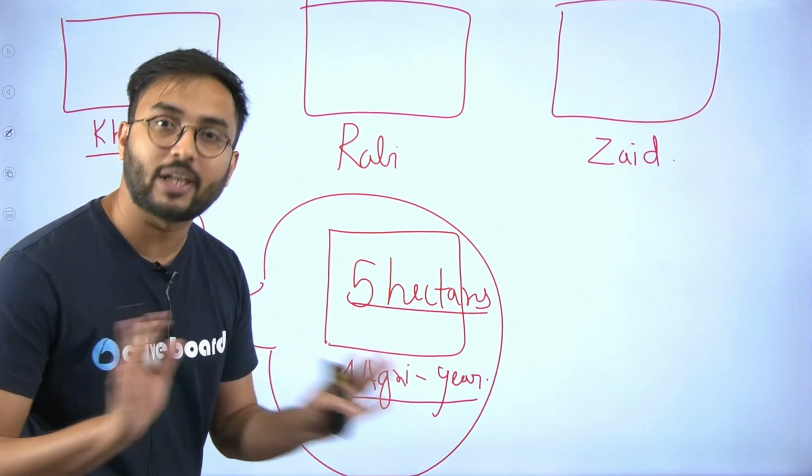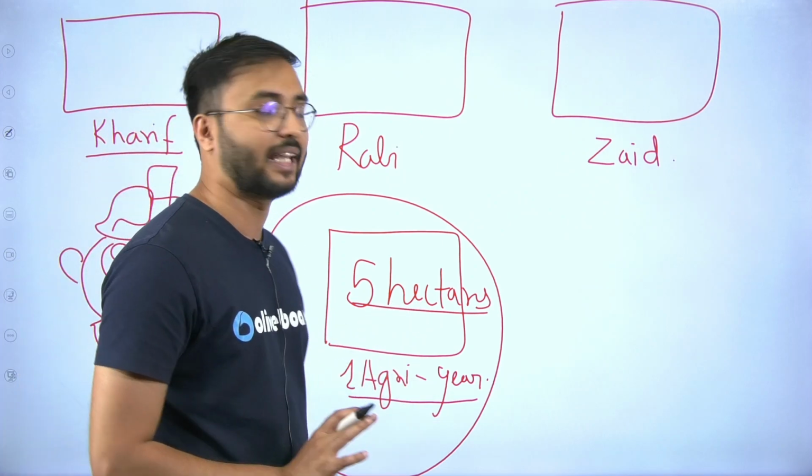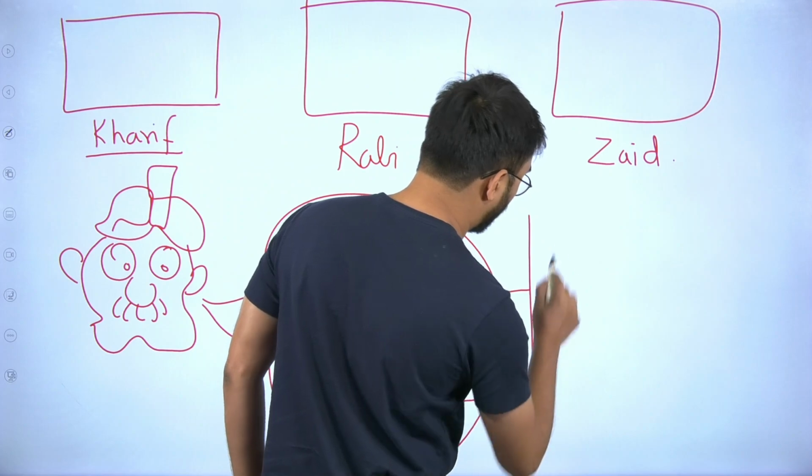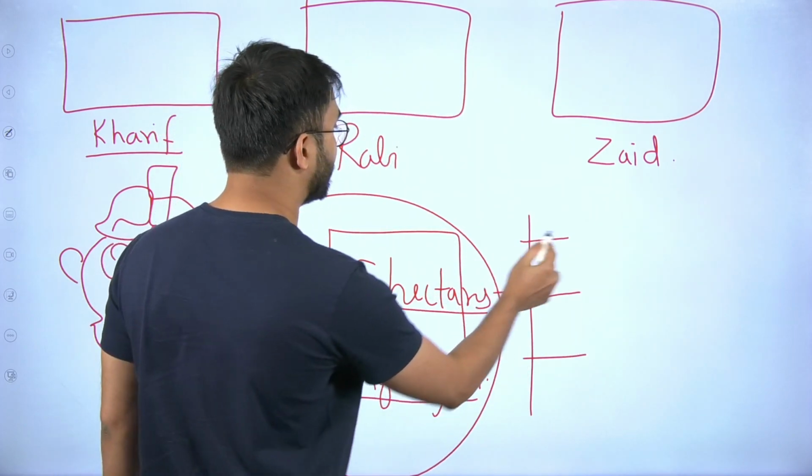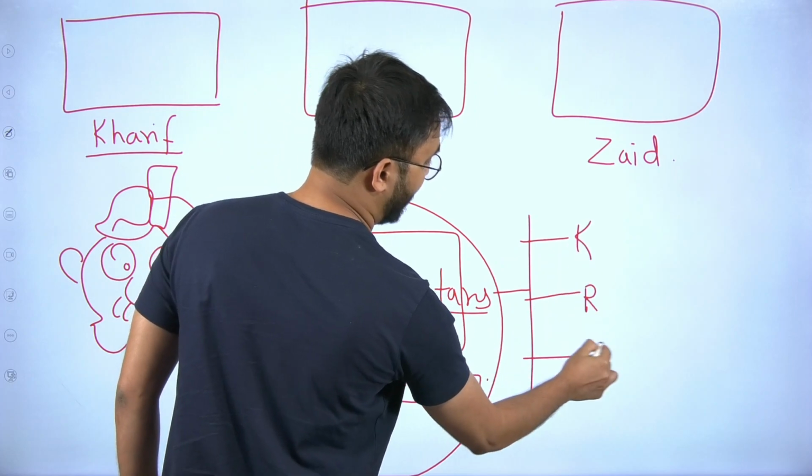I can cultivate whatever I want. In India, if we take the case, this particular land could always be used for 3 seasonal cycles. Which are those 3 seasonal cycles? Of course, Kharif, Rabi and Zaid.